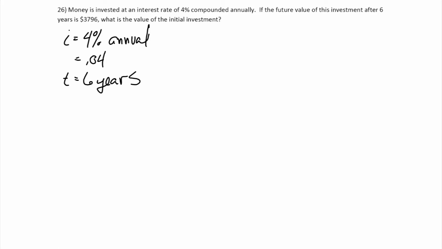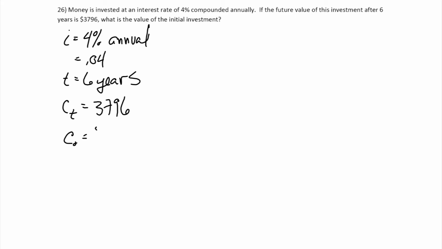Money is invested at an interest rate of 4% compounded annually. So there's our I, 4% annual. Convert that into a decimal, 0.04. The future value of the investment after 6 years, our T is 6 years, and our CT is $3,796. What is the value of the initial investment?